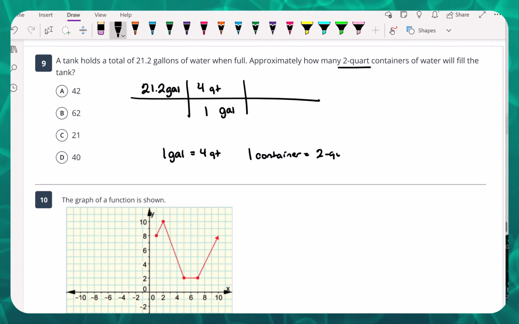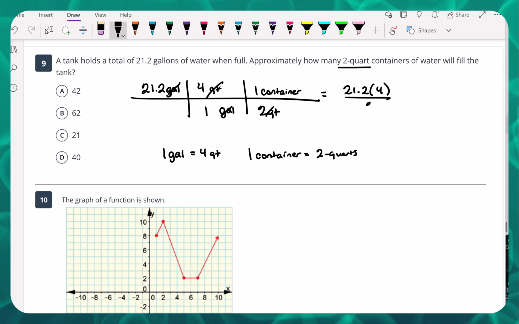equal 2 quarts. So that is another conversion unit that I'm going to use. So I have canceled out gallons. Now I need to cancel out quarts. So I've got 2 quarts is equal to 1 container. Okay, so quarts is going to cancel out. And what I'm going to do is I'm going to multiply across and I'm going to divide by 2. So 21.2 times 4 divided by 2, that's going to be approximately 42. It's asking us to estimate or approximate it, so it's going to be A.